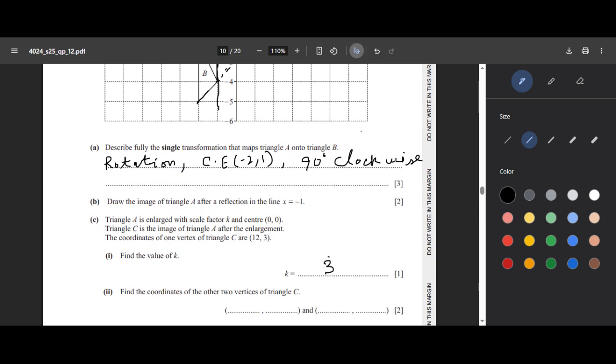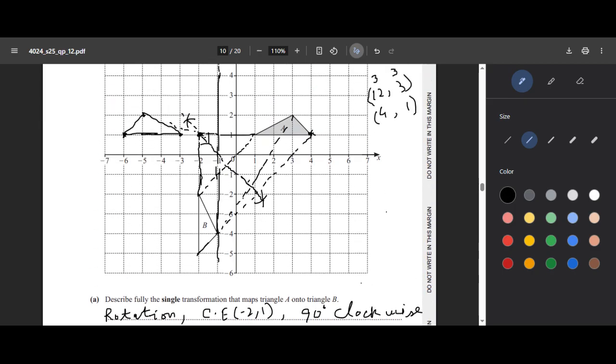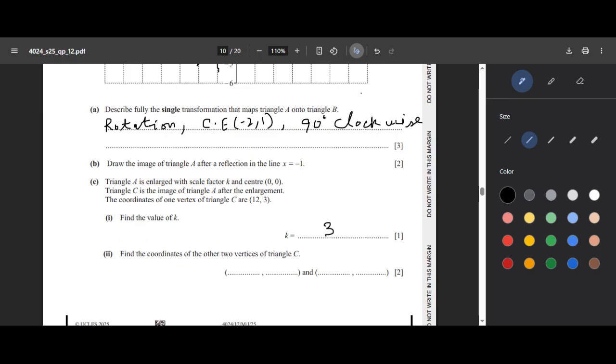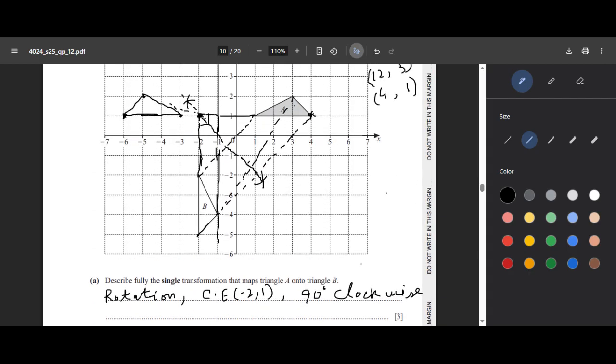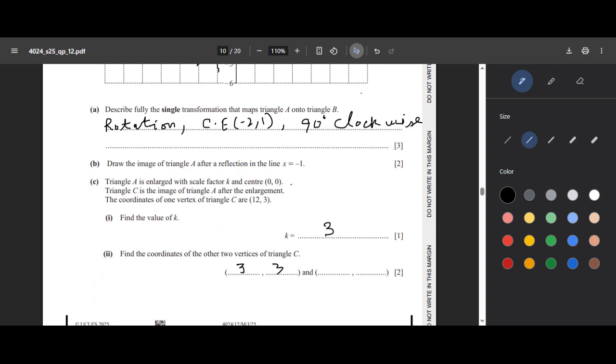The value of k is 3. Then find the coordinates of the others. Multiply the other coordinates by 3. This one is 1, 1, so multiplied by 3 it becomes 3, 3. So here you will write 3, 3. And the other one, what are the coordinates of this one? The coordinates of this one are 3, 2. So 3, 2 multiplied by 3 is 9, 6. So this will be 9, 6.